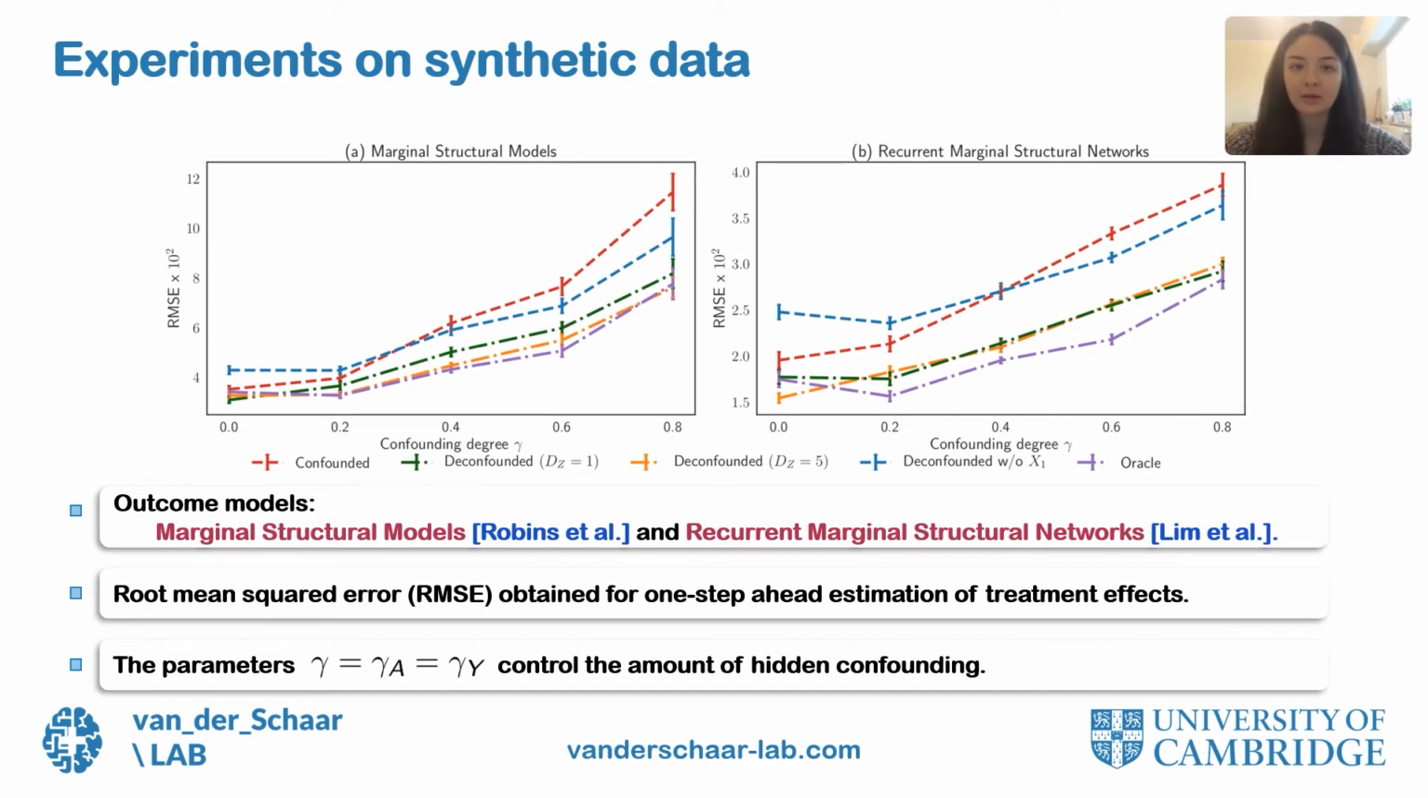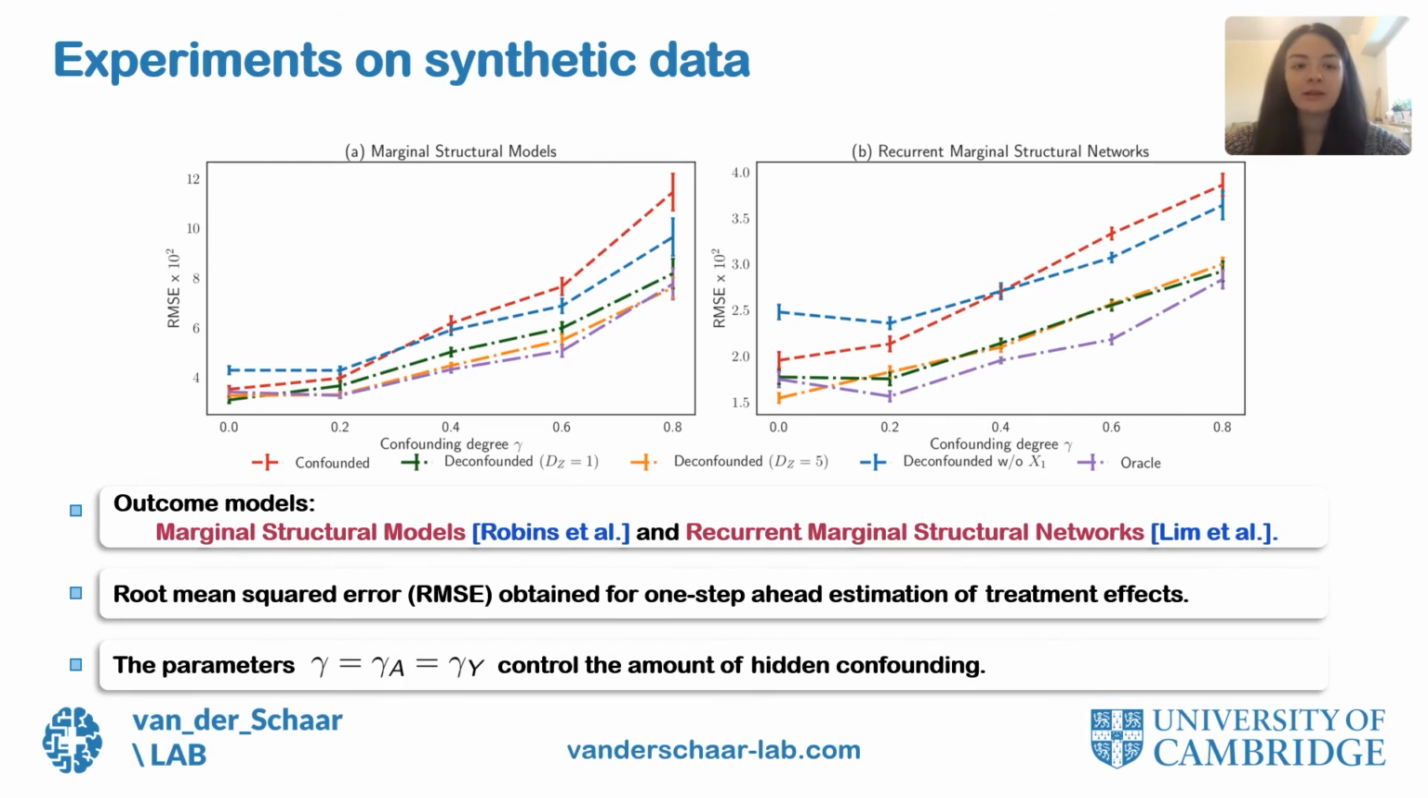So the way this works is that we first train the factor model to infer the substitutes for the hidden confounders, and then we use these substitutes to augment the observational dataset and then use this dataset to fit the outcome models. We control the degree of hidden confounding through the parameters gamma A and gamma Y, which we set to be the same in this experiment, and we vary them from 0, which means no hidden confounding, to 0.8, which indicates a high degree of hidden confounding.